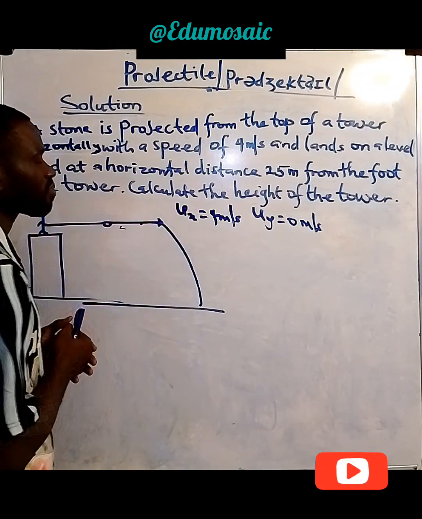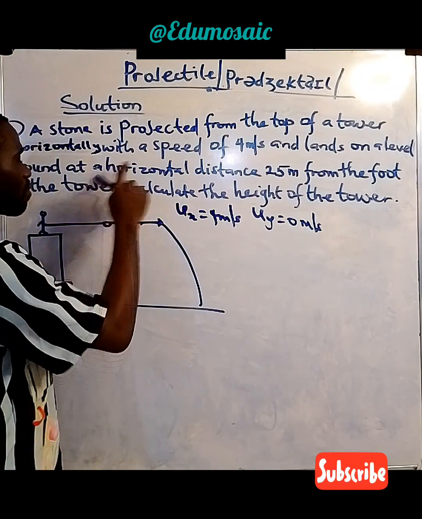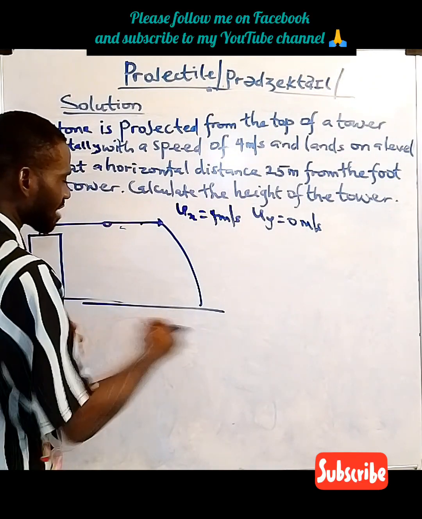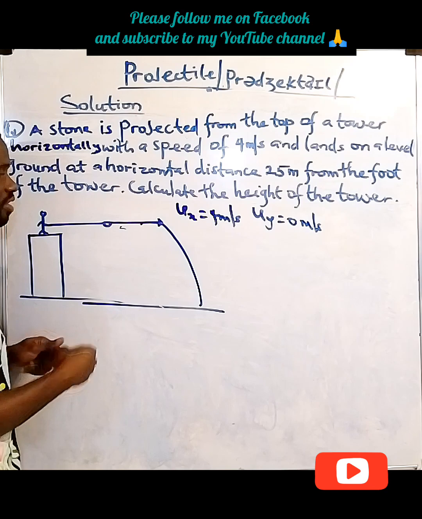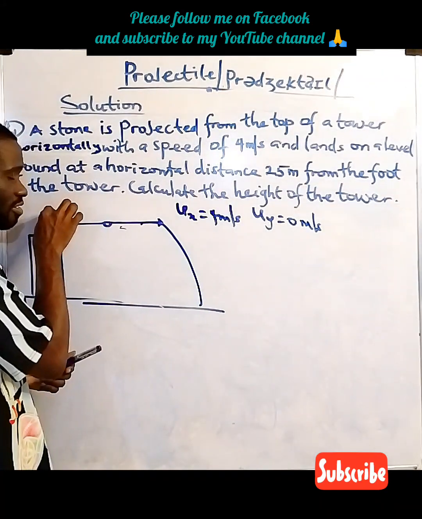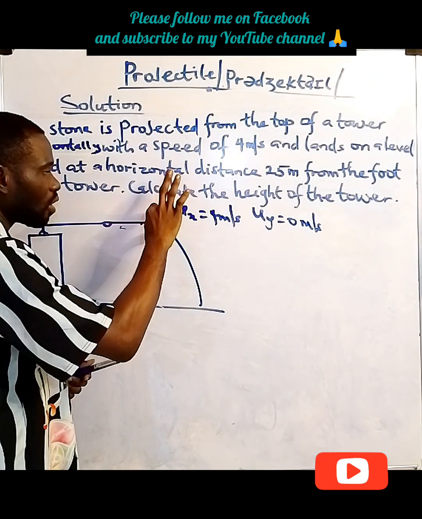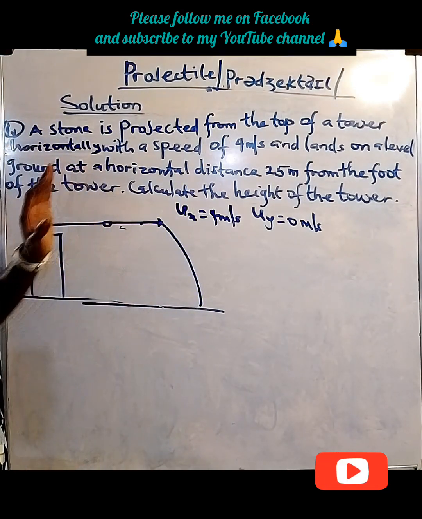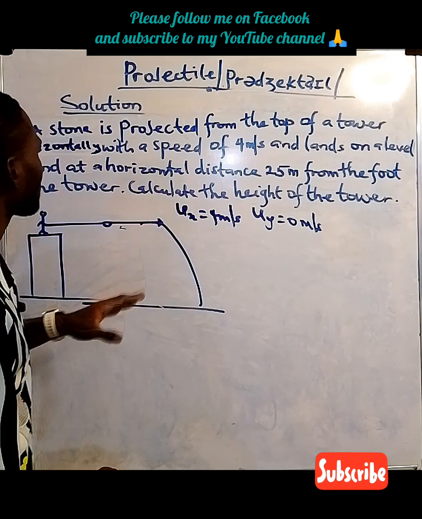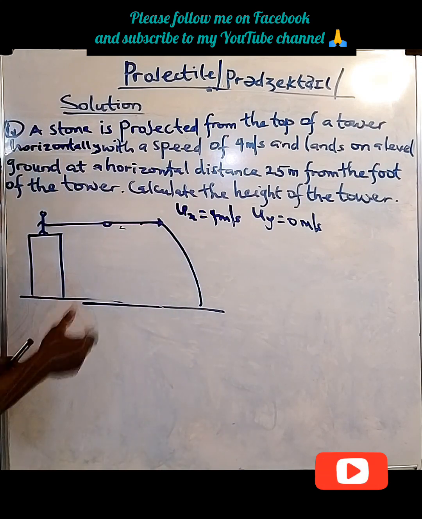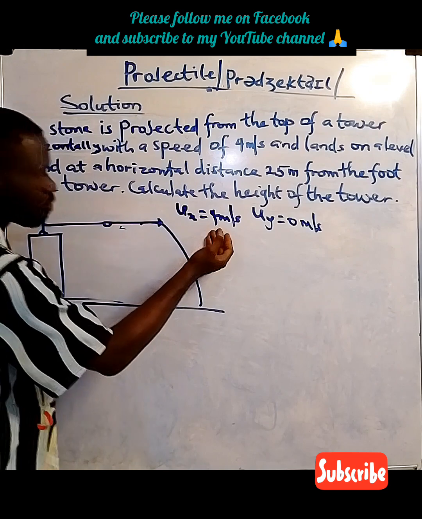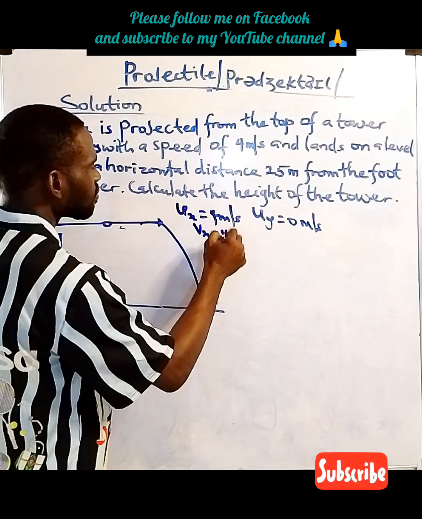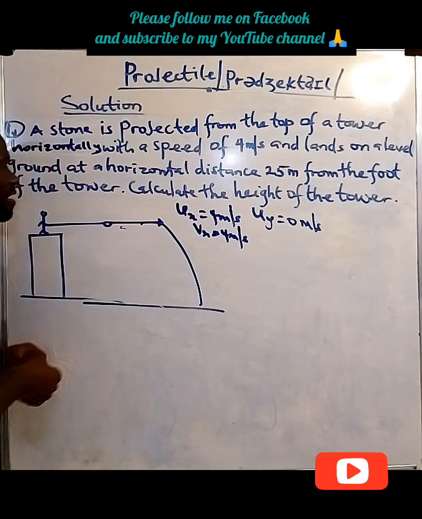So from here to here, there was no initial movement along the y-axis. We had movement along the x-axis, but there was no acceleration along the x-axis, because the speed we had at this junction is the same speed we have at this junction. Now, what are we asked to get? We are asked to calculate the height of the tower. We know the initial speed is 4 meters per second along the x-axis, and the final speed along the x-axis is also 4 meters per second. As simple as that.